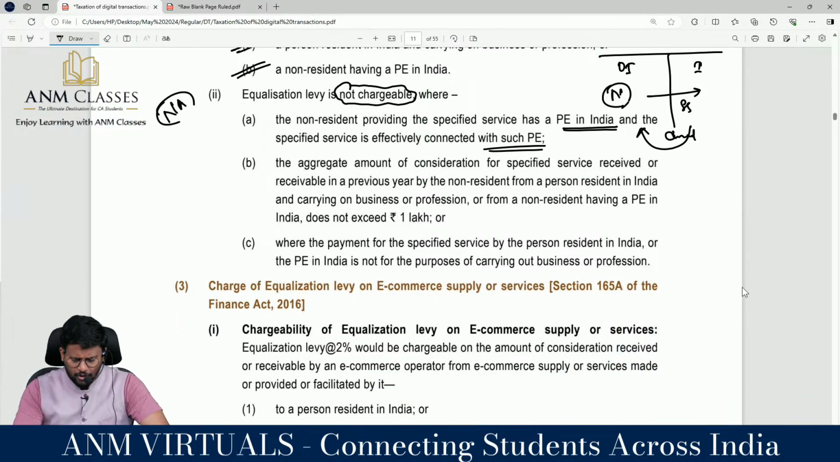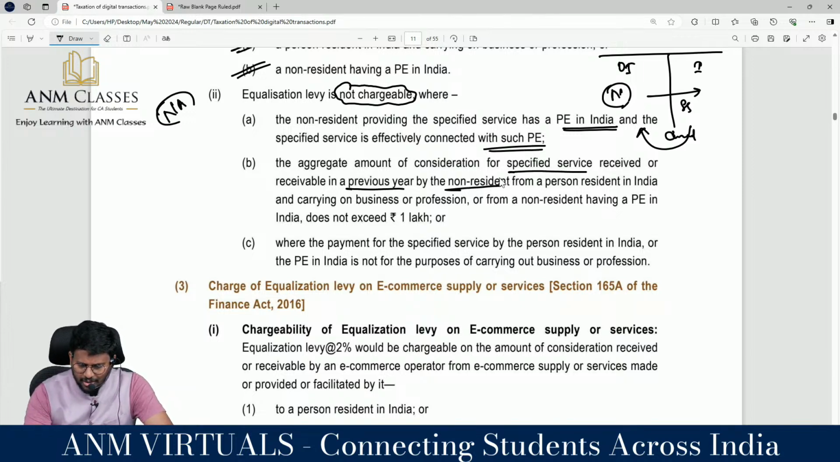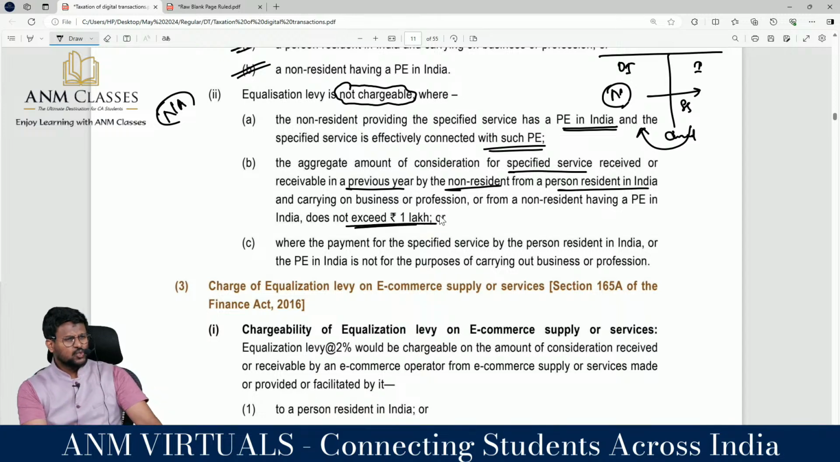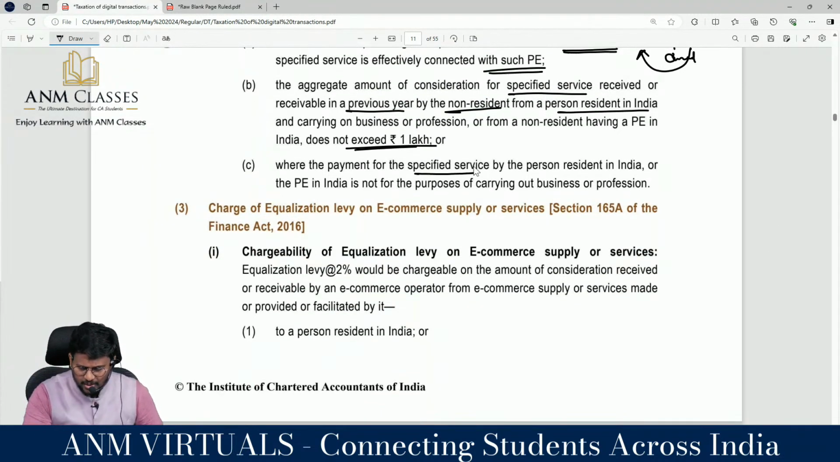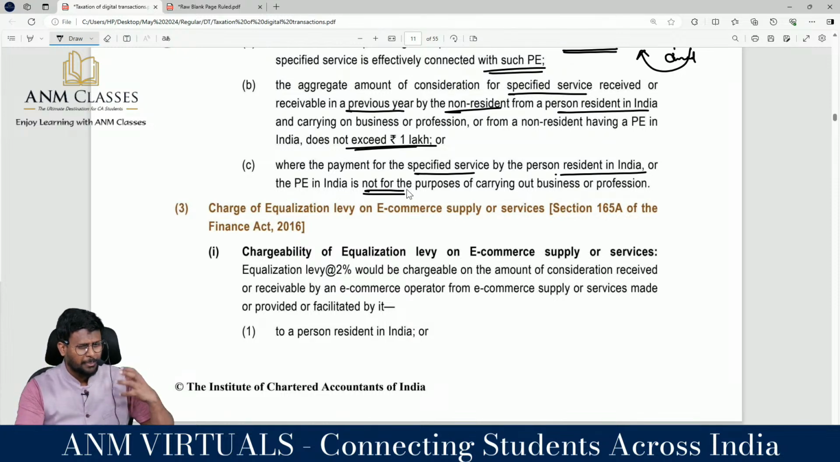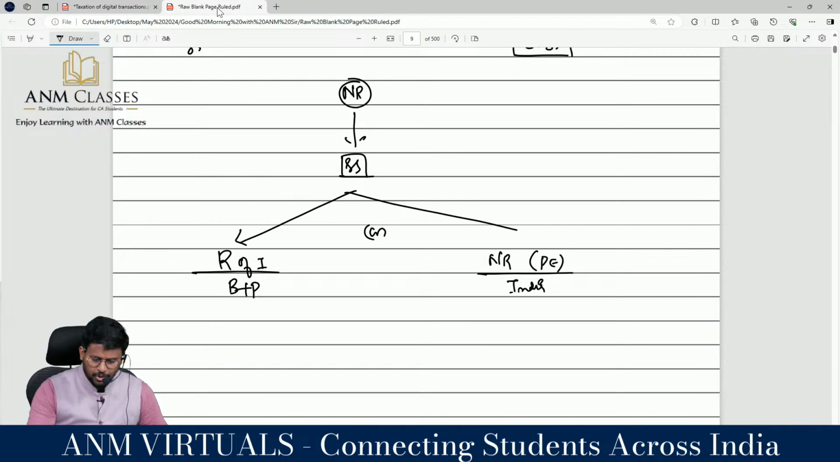The aggregate amount of consideration for any services received or receivable in a previous year by the non-resident from the person in India carrying on business or profession, or from a non-resident having a PE in India, does not exceed 1 lakh. So at least the consideration should exceed 1 lakh to apply the equalization levy. Where the payment for specified service by the person in India or PE in India is not for the purpose of carrying out business or profession, if it is for personal purpose, then you need not deduct equalization levy.